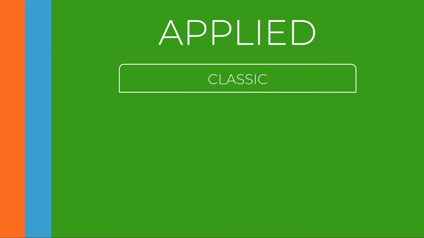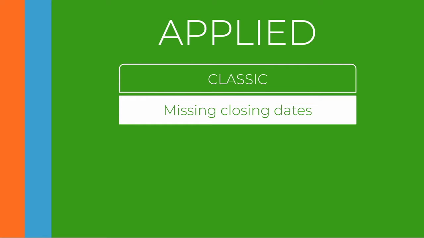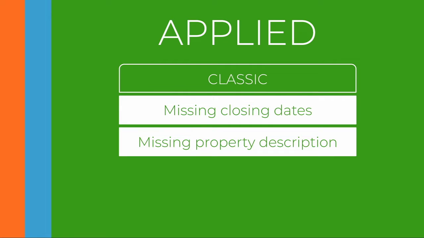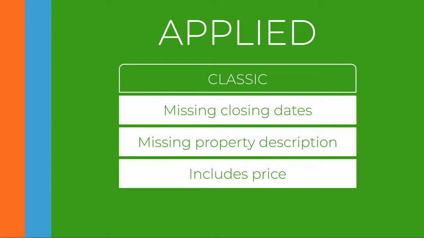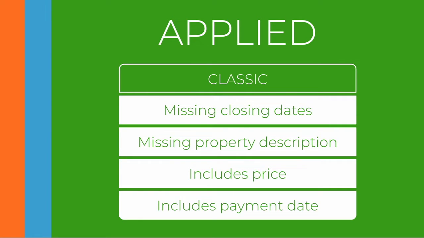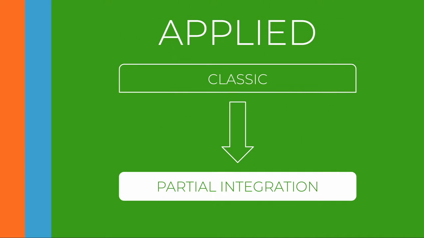Well, if we're in a classic jurisdiction, remember, we are just looking at the writing itself, and it doesn't say anything about a closing date. If we were to say what kinds of things are missing, it doesn't really describe the property. It just talks about my hotel. It includes the price, and it includes the payment date. If you're looking at that, there are terms that are obviously missing that you would look at and go, man, this doesn't seem like everything you would expect to be in there is there. So it is likely that this is just a partial integration.